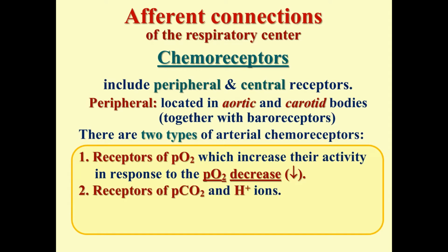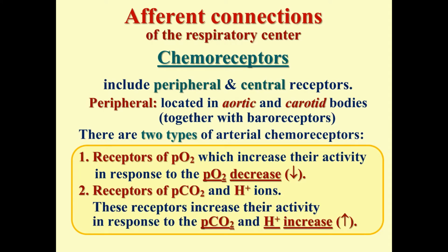And the other type of receptors, which are more numerous, respond to CO2 and H+ ions. In this case, receptors increase their activity when the PCO2 level increases and the H+ ion level increases. Note that an increase in H+ ion concentration is accompanied by a decrease in the pH value. But the receptors do respond to the H+ ions, and pH is just an index that shows the level of H+ ions.